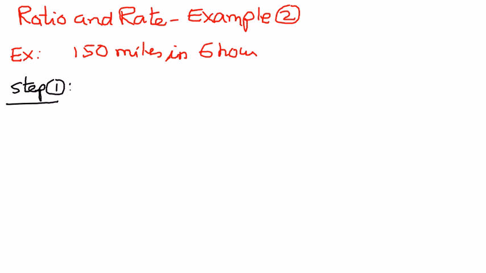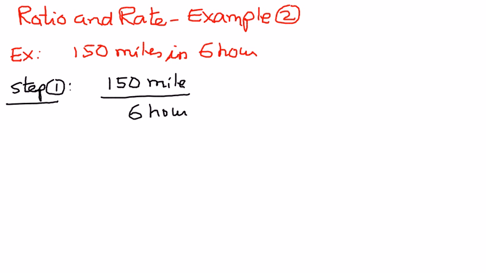Step number 1, we'll write the first number, 150 miles, in the numerator and the second number in the denominator. The first number in the numerator is a measure of distance, 150 miles, and 6 hours is a measure of time. Since we are comparing two different units, it is a measure of rate. It is an example of rate. We want to reduce it to its simplest form.